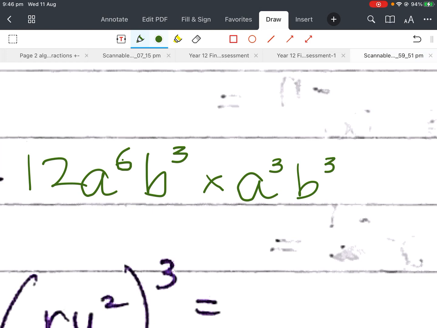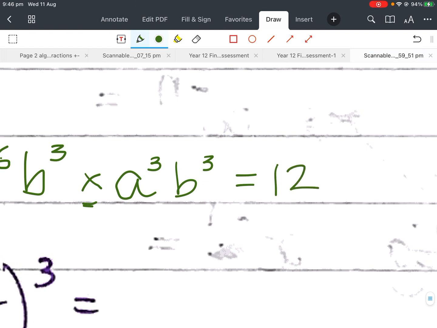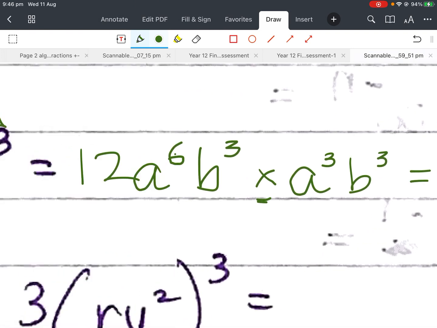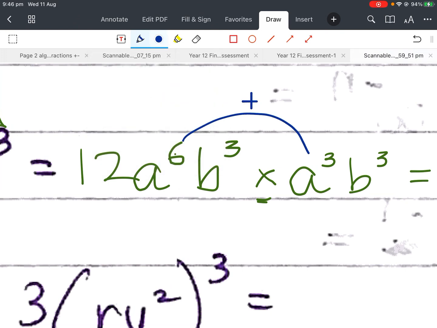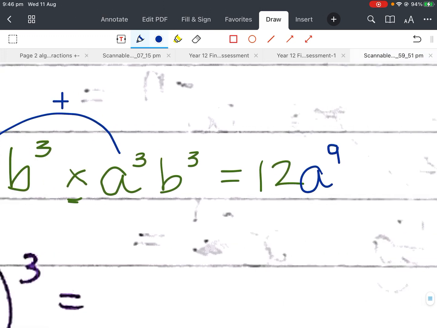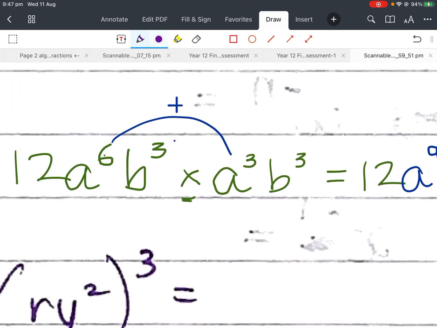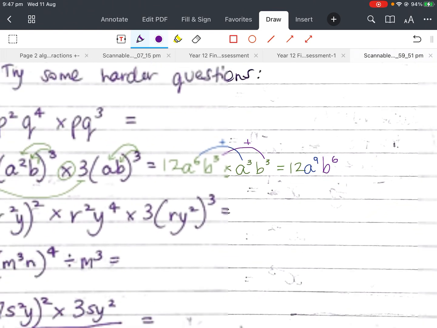So now I just have to combine. The rule is when you multiply, you add the indices. Now I've already multiplied the numbers together, so that stays as a 12. But let's look at our A's. I've got A to the power of 6. Let's do it in a different colour. So I can add that with the 3. What's 6 plus 3? Hopefully you said A to the power of 9. And different colour. Purple's my favourite. Let's add the B's together. I've got a B to the power of 3 and a B to the power of 3. What's 3 plus 3? Hopefully you said B to the power of 6.